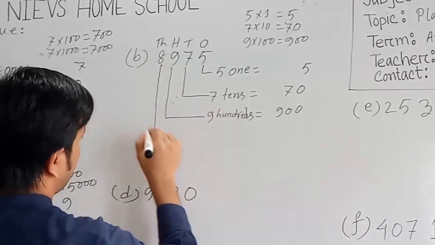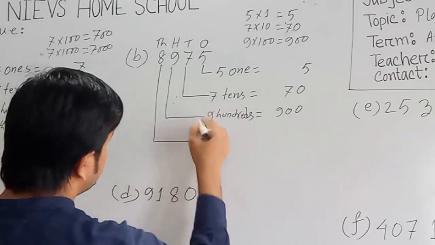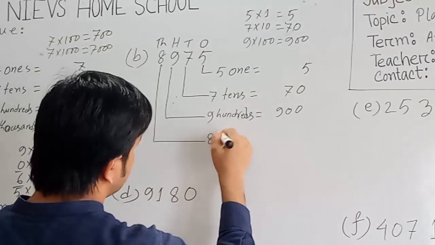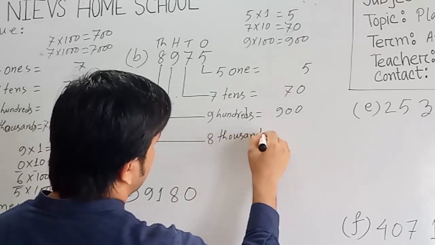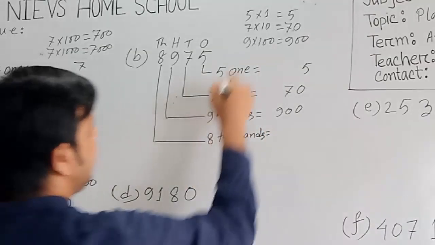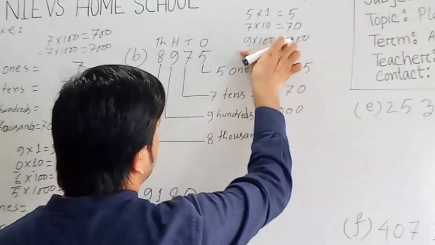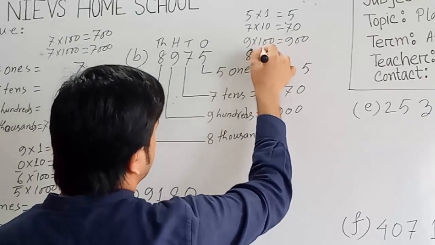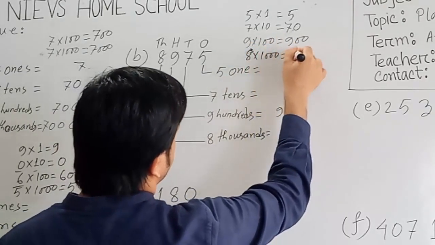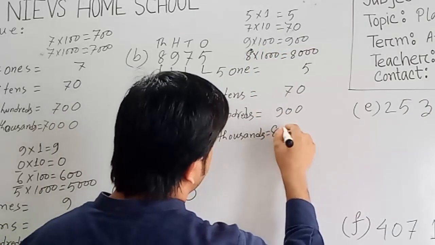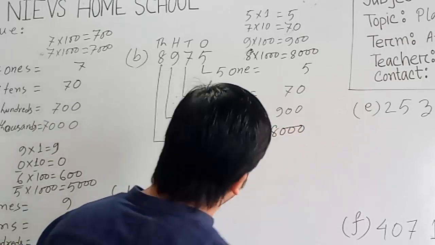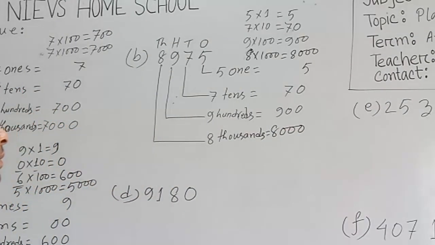Now place value of 8. 8 is in thousands position. So the place value of 8 will be 8 multiplied by 1000. If we multiply, this will be 8000. So we can say place value of 8 in this number is 8000.